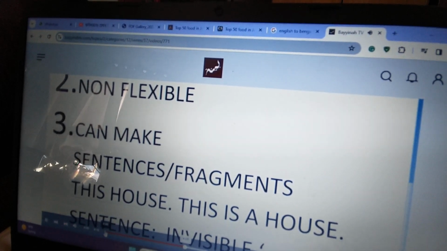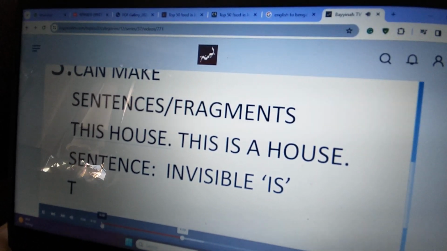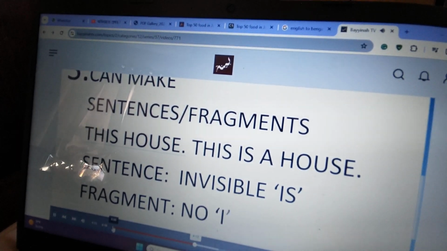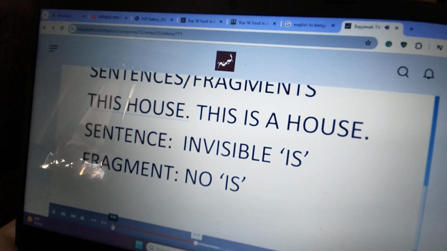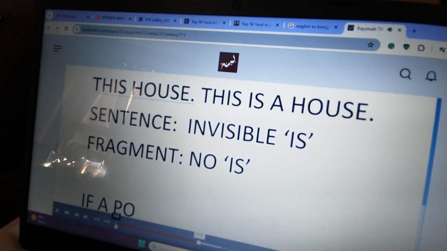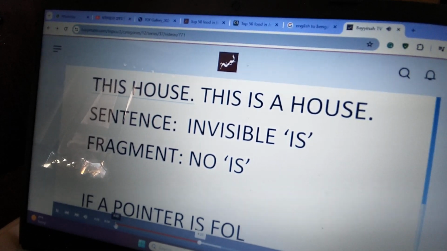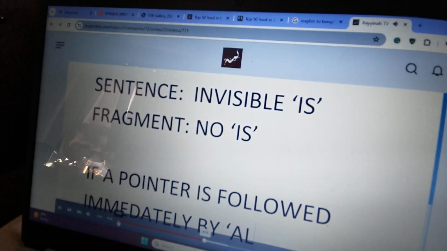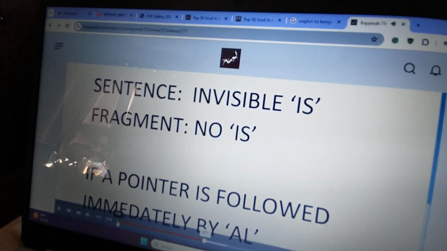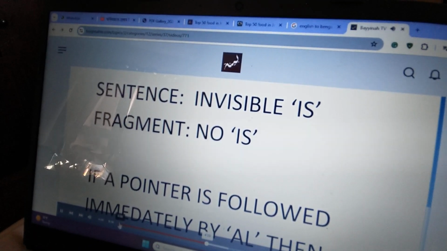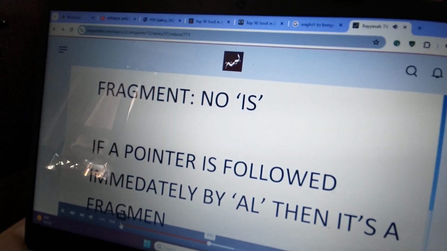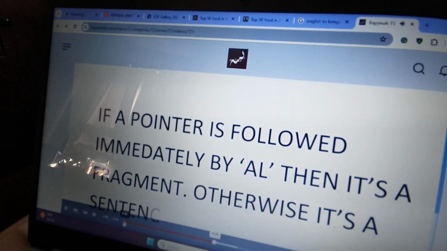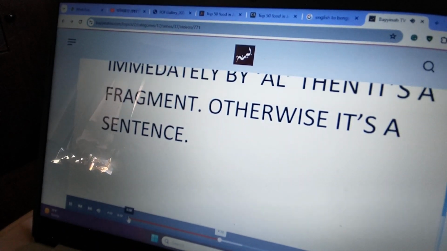In Arabic, just like there's no "of," there is no "is." And fragment means there's no "is." Okay? And here's the basic rule. If a pointer is followed immediately by al, anything, al, then it's a fragment. Otherwise, it's a sentence. Simple as that. Let's take a look.